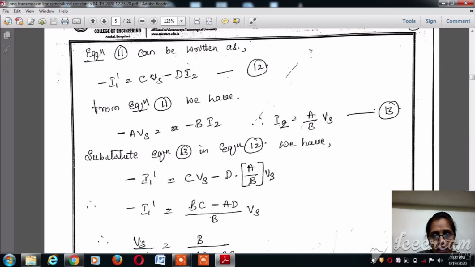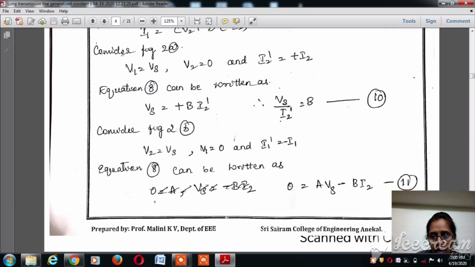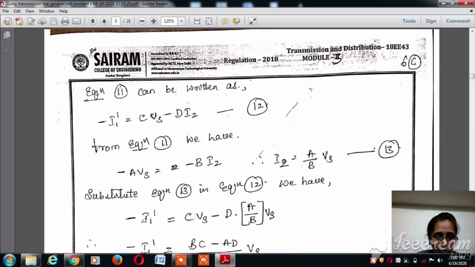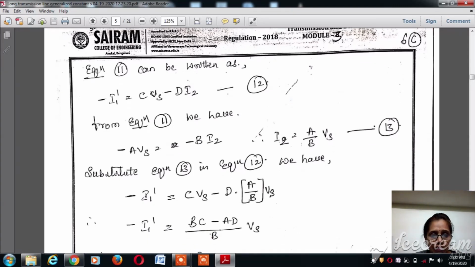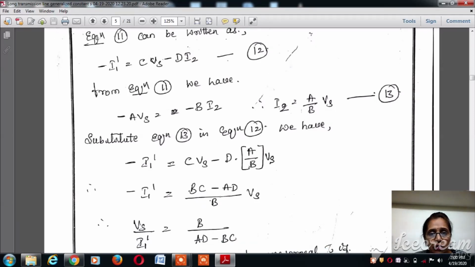From equation 11 we can also have minus AVs is equal to minus BI2. The minus gets cancelled on both sides, so AVs is equal to BI2. I2 is nothing but A divided by B into Vs, that is equation number 13. Now I2 is also known on the output terminal: A divided by B into Vs. Now substitute the equation 13 value of I2 in equation 12.